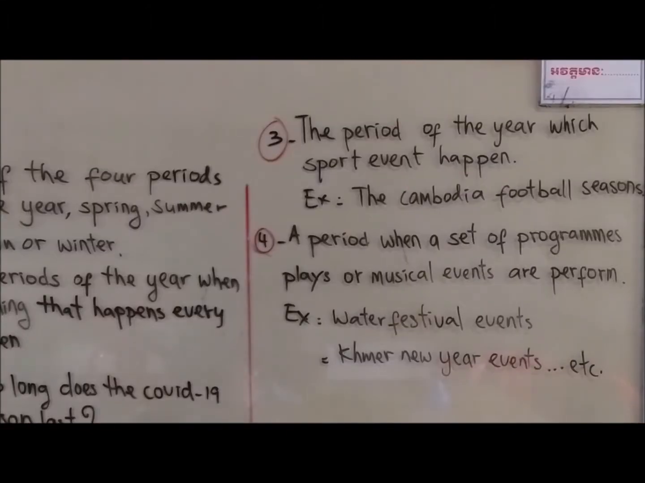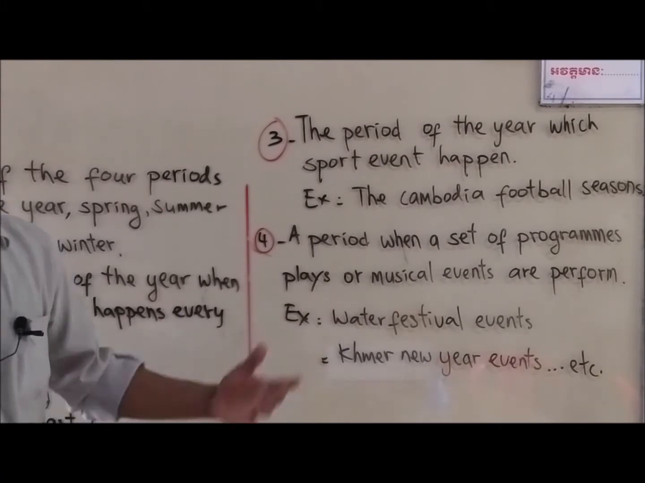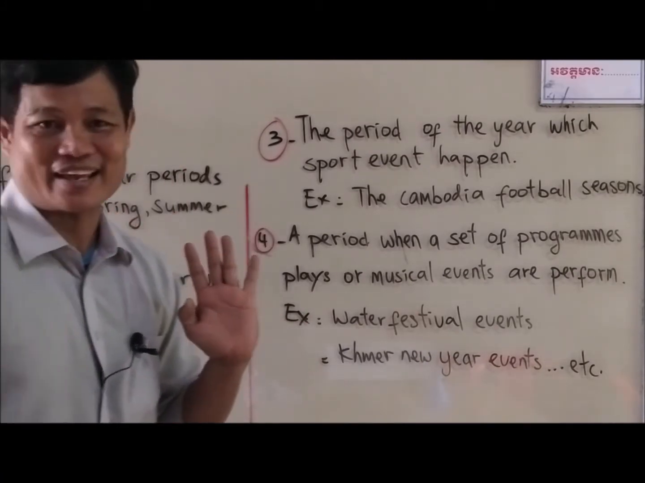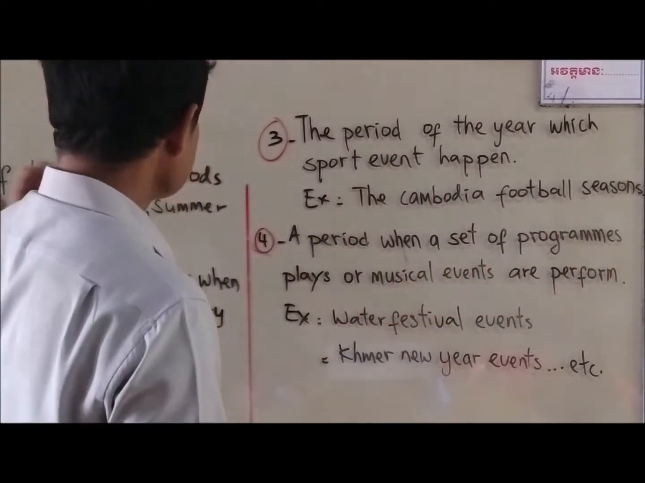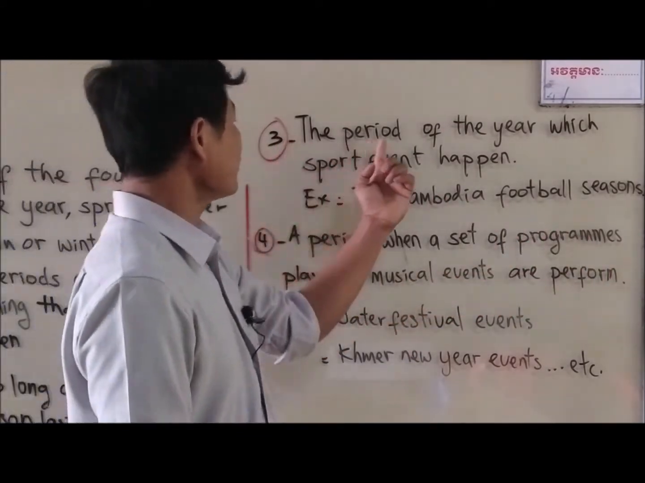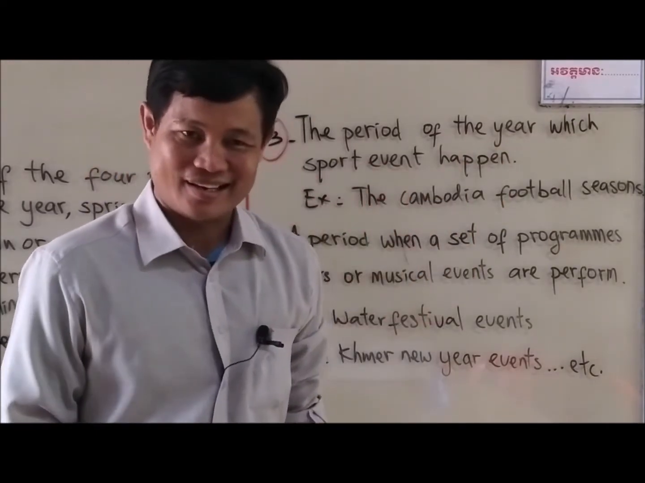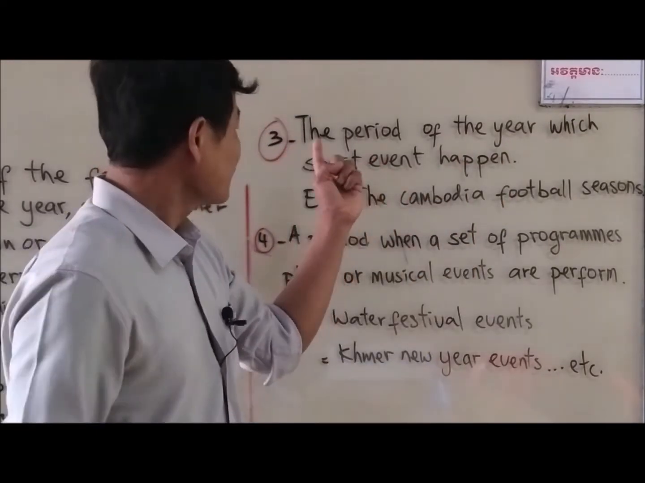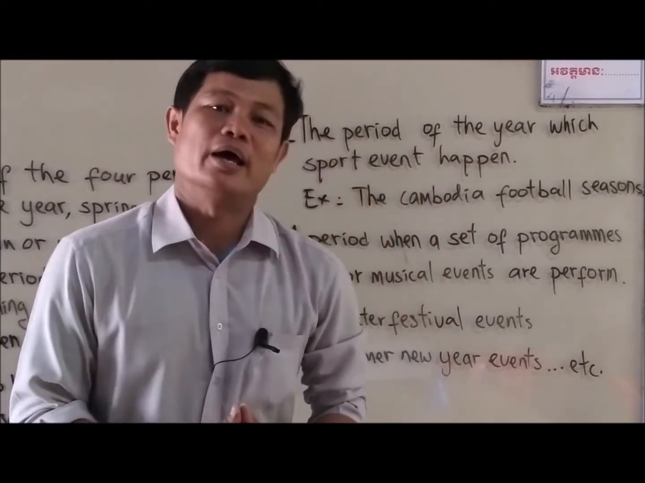Okay? Okay. Third and fourth meanings of the season. There are four meanings, actually five, but I just quote four for you to explain. Season means the period of the year in which a sport event happens. I say again, the period of the year in which a sport happens.